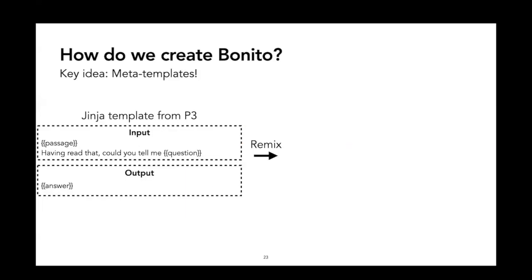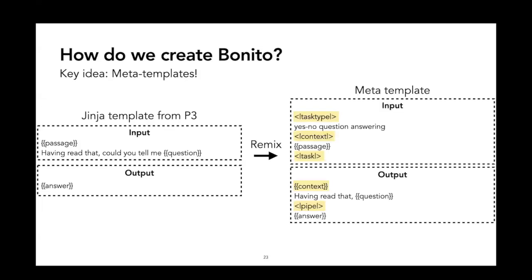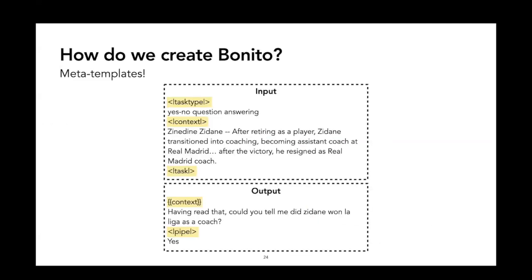Now that we've done that, here's what's cool. We remix the template to create a meta template. In the meta template, we have the passage and the task in the input and the generated instruction response pair in the output. We also have a placeholder for the context, which is just to indicate where the context goes. And we repeated this process for a total of 323 templates and 38 datasets. Once we have the meta template, we simply replace the columns in the template to create training examples.